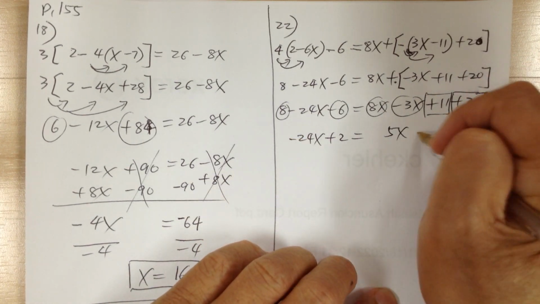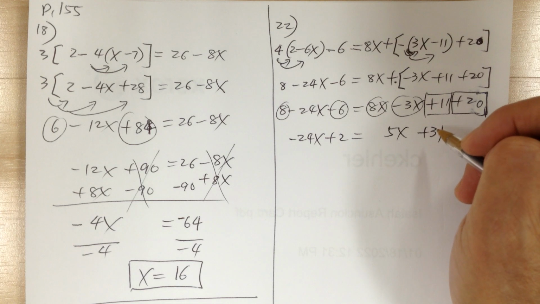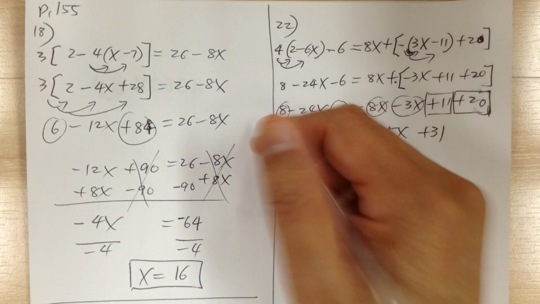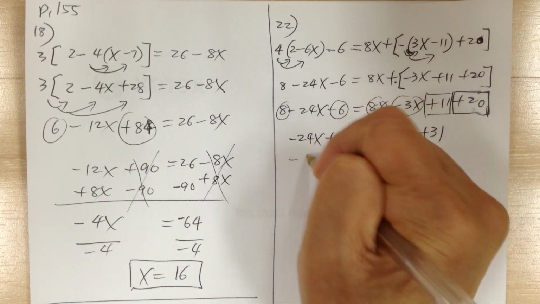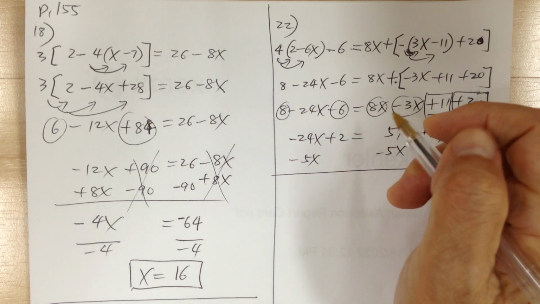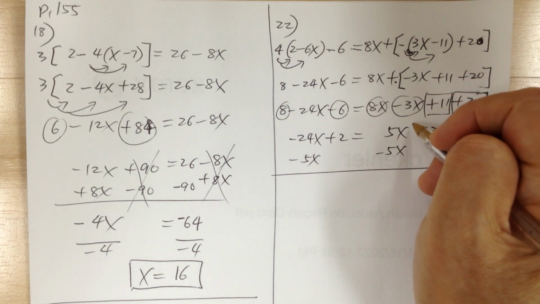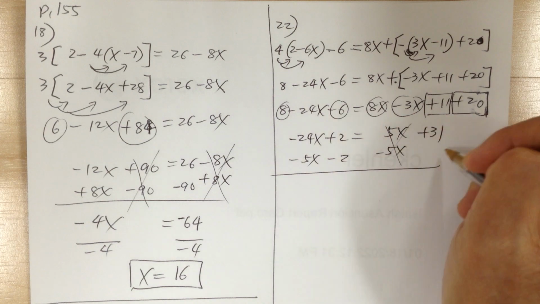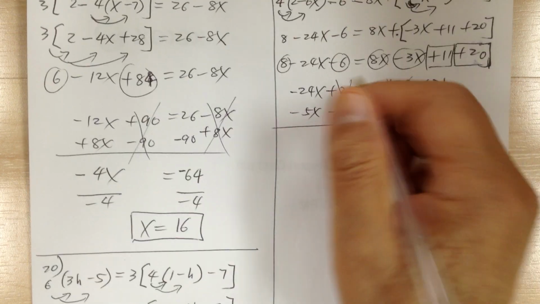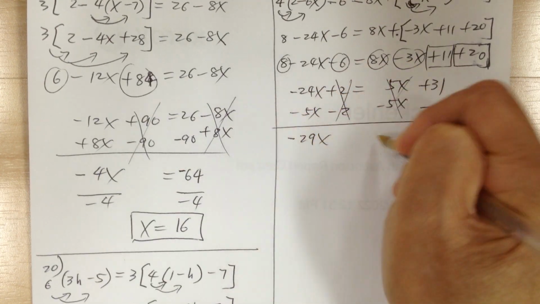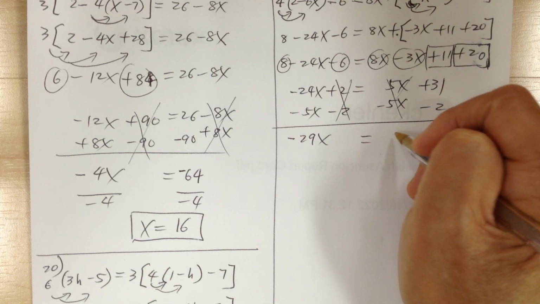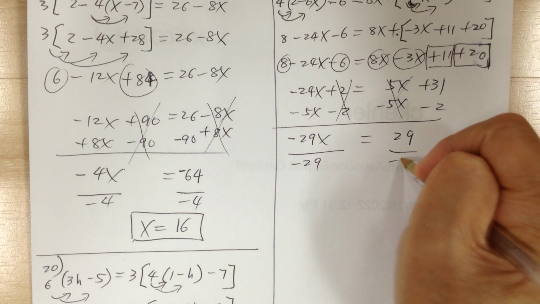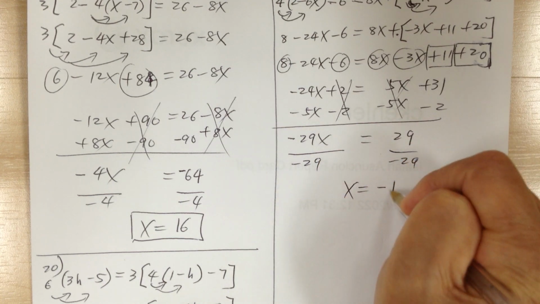Okay, so this gives me plus 31. Now I'm going to move the variable to this side, so minus 5x. This will cancel out. And I need to minus 2 on both sides, so this will cancel out. So I get negative 29x equal to 29. Divide both sides by negative 29, so x equal to negative 1.